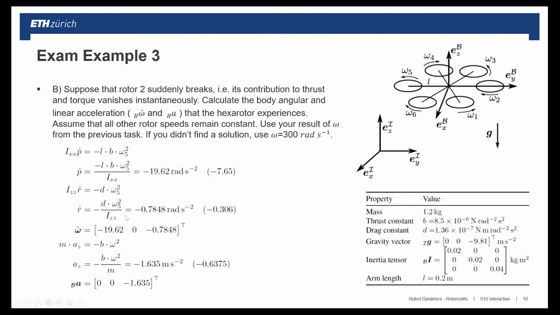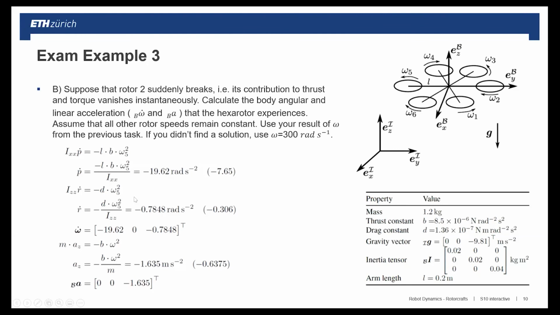Now for the rotation around the Z direction, or in absolute body frame, but here we have it aligned, we have again the inertia around the Z-axis multiplied by the acceleration around the Z-axis is equal to actually the torque generated by the propeller. And here you have to use the drag force, because the drag force is generating this rotation. And if you plug this in, you can also again find the rotational acceleration around this axis.